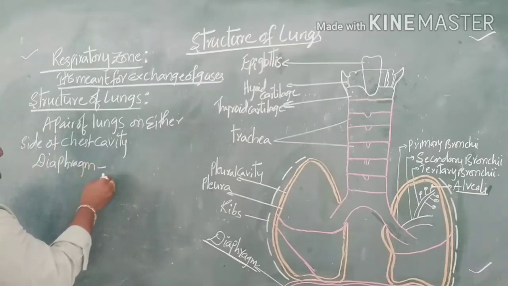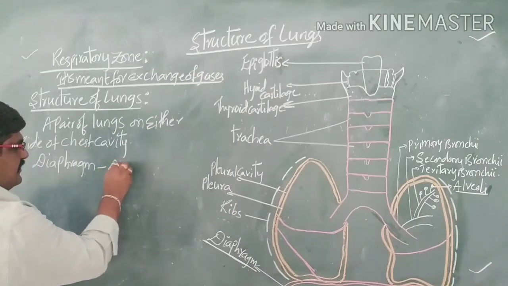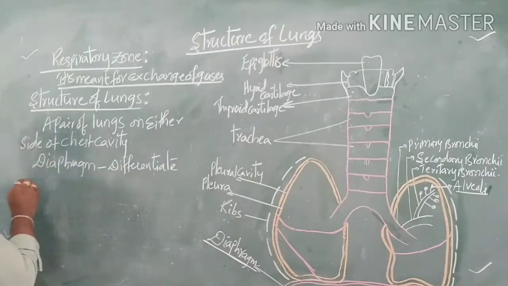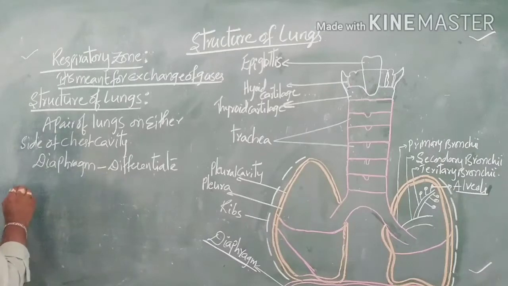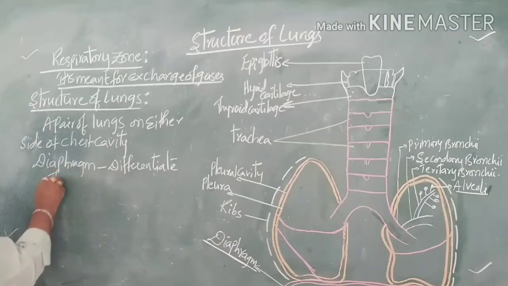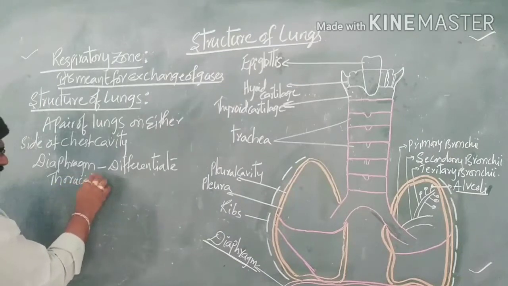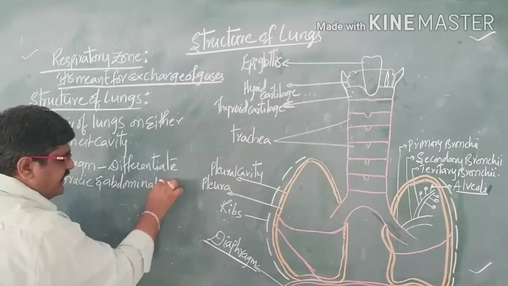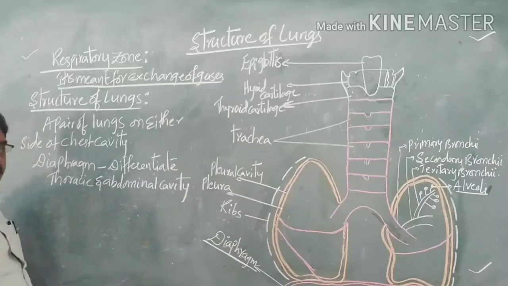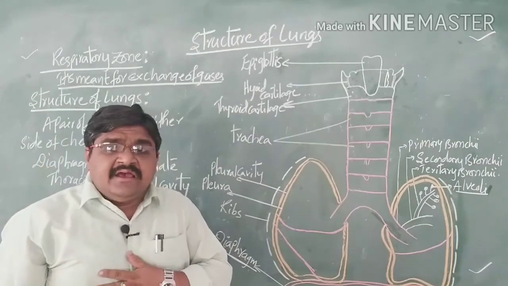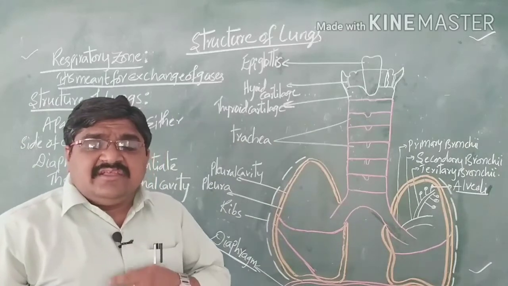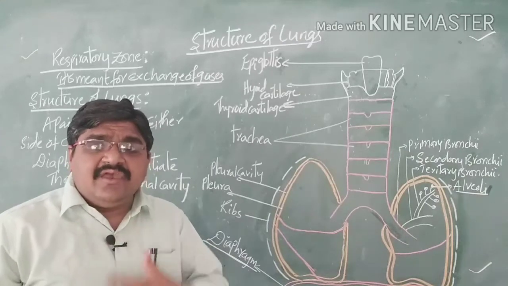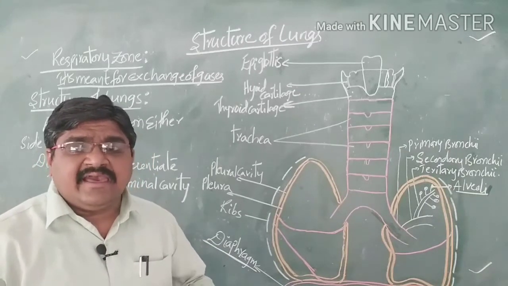The diaphragm differentiates the chest, thoracic and abdominal cavities. That means it is present in between the chest cavity and the abdominal cavity. So this diaphragm will divide them: the upper region is called the thoracic cavity, and the lower region is called the abdominal cavity.